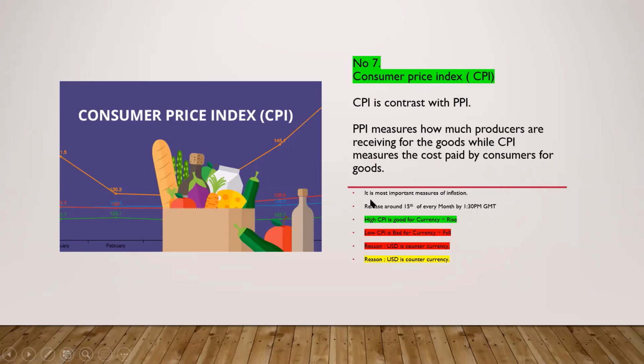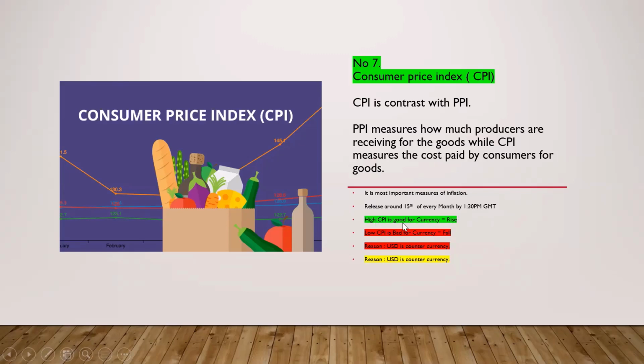Now, CPI is the most important measure of inflation. The report is released on the 15th of every month, by 1:30 p.m. too. You know why everything is 1:30 p.m.? Because 1:30 p.m. is the New York trading time. So we are using the United States as a case study. Most of their economic reports usually come out at 1:30 p.m., once the market session opens. It is released on the 15th of the month by 1:30 p.m.